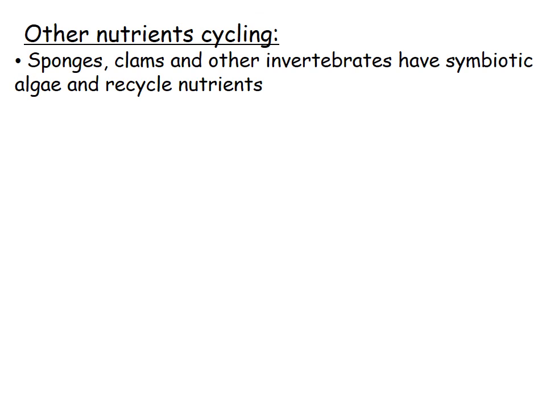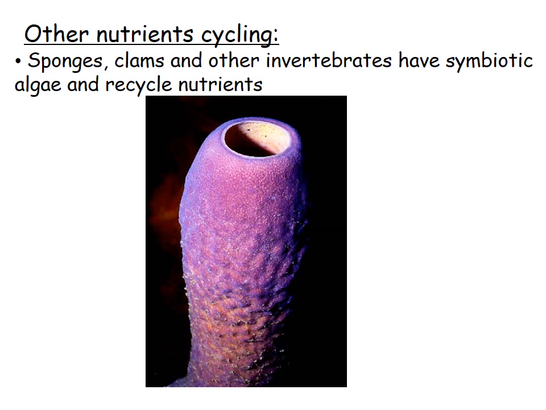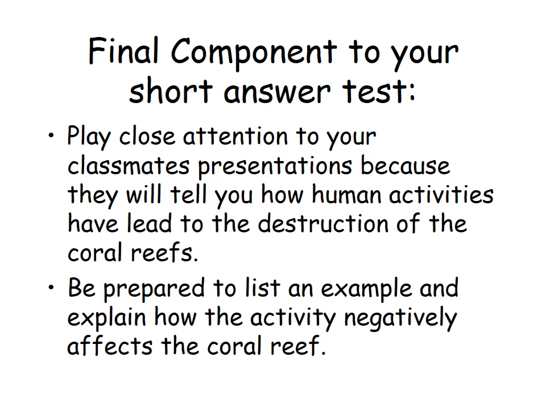Okay. Other things that cycle nutrients through the coral reef: sponges, clams, other invertebrates. The algae, they all recycle nutrients, and it's very important that we recycle everything, and the coral reefs and the animals that live in there are very, very good at that. But we as humans have this uncanny ability to destroy these kinds of relationships, and we don't know how to fix them most times. Alright, and here you have a sponge.